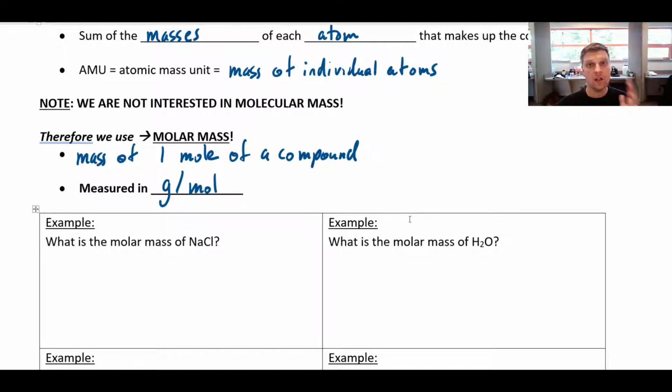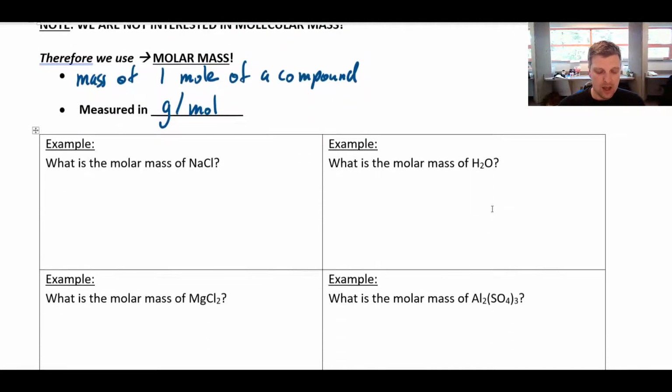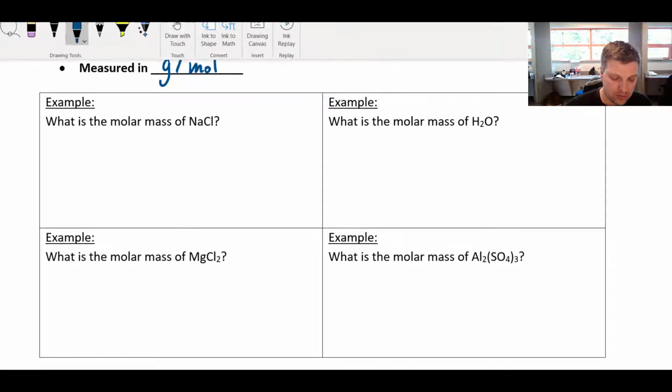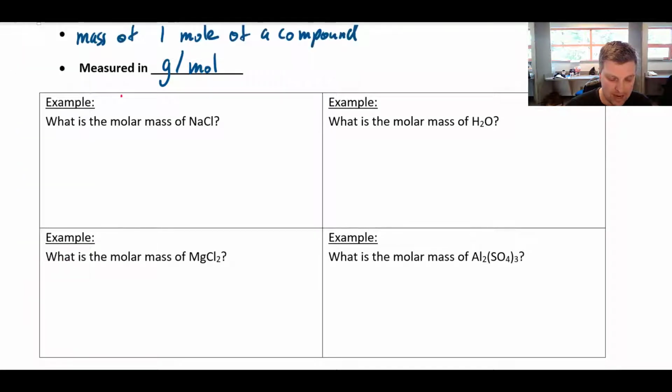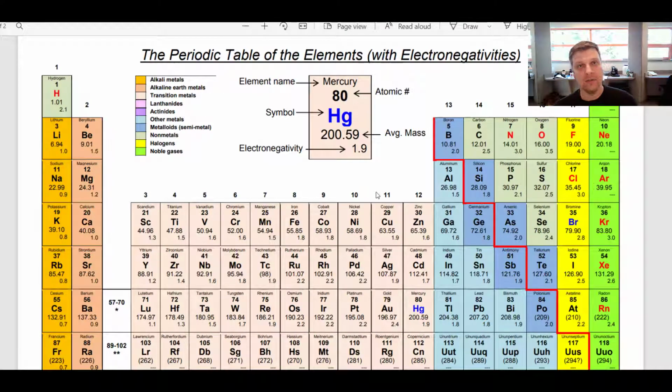So let's do just a few examples here, all right? So the first one we're gonna do is, what is the molar mass of NaCl, or sodium chloride? Now the first thing I wanna notice is if we jump over to our periodic table, the periodic table tells us the masses that we need.